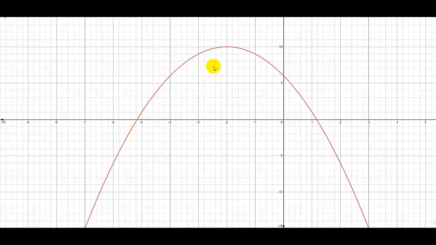And this is the graph of the function, and you can observe this is the turning point, and here you can observe the turning point is minus 2 comma 10. Same.